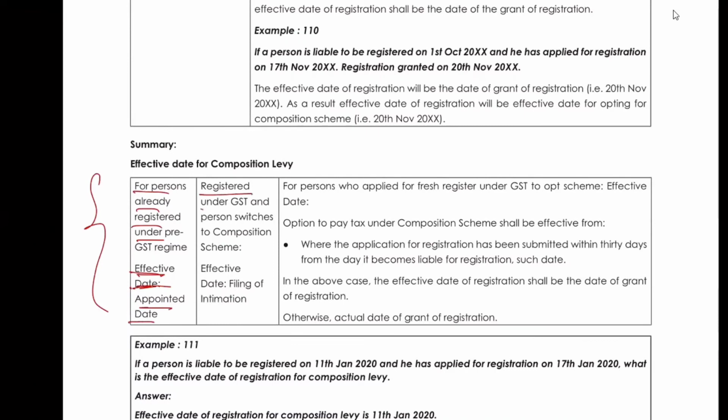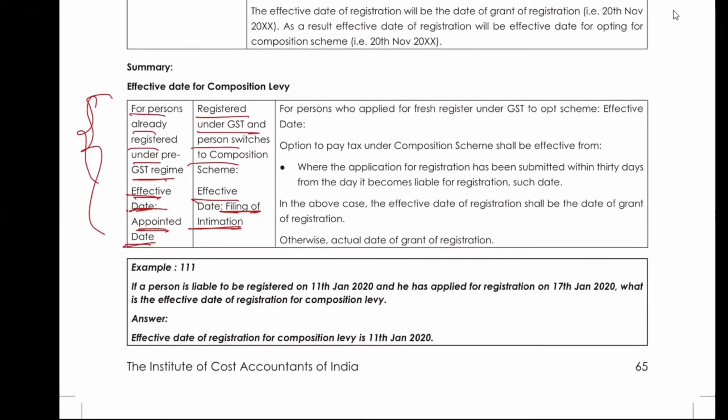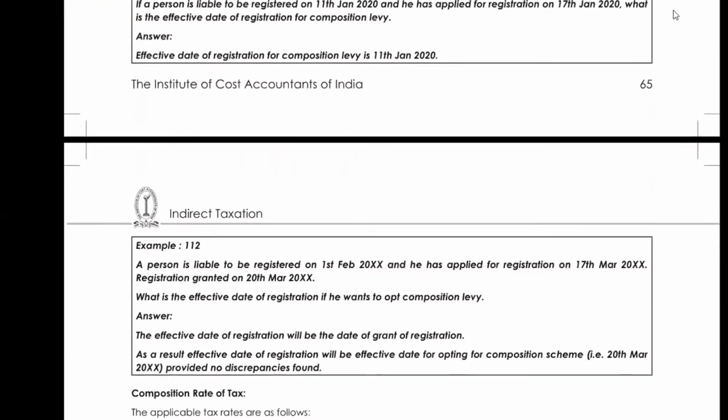Okay, if a person registered under GST switches, the effective date is the filing of intimation. But for one who was already registered under the pre-GST regime, the appointed date applies, and they had to file within that. And if you are switching, then it is the filing of intimation. If you remember, I gave you the date also: it should be before the commencement of the financial year, correct? Because if you are going to opt for it, you need to inform the department before the year starts. Correct. Now let's move on to the next.